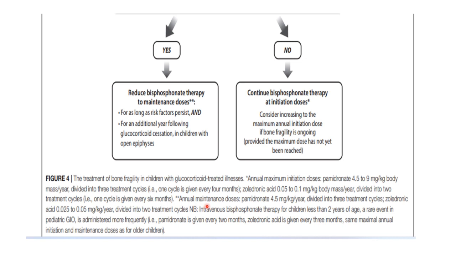One cycle is given every 6 months, and along with that, after that phase, maintenance therapy doses are also given, and these are the doses. So intravenous bisphosphonate therapy for children less than 2 years of age, a rare event in pediatric glucocorticoid induced osteoporosis, is administered more frequently. Pamidronate is given every 2 months. Zoledronic acid, as we have discussed, is given every 3 months, same as maximal annual initiation and maintenance doses as for the older children, but the frequency is much more in case of younger children.